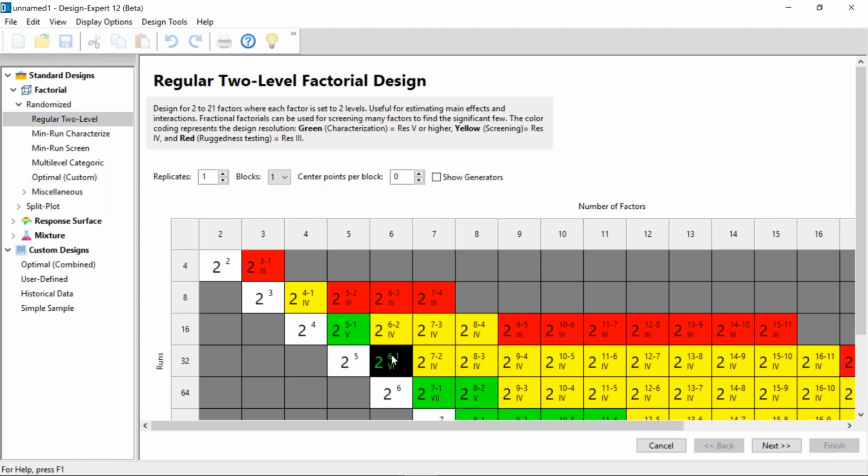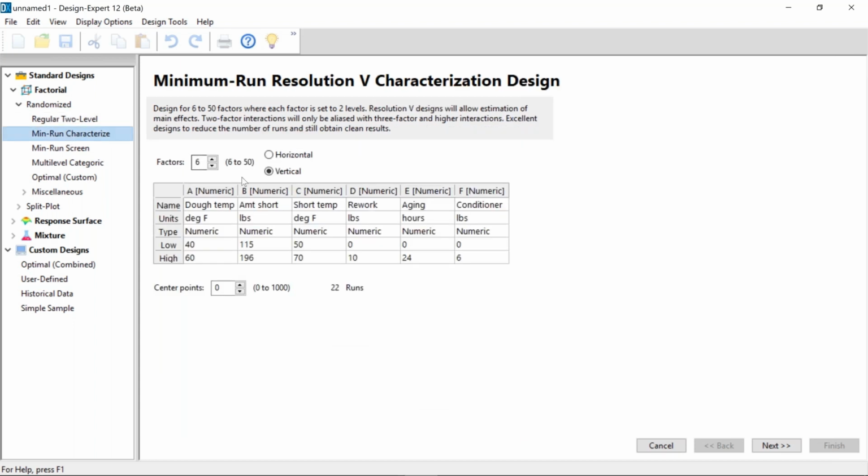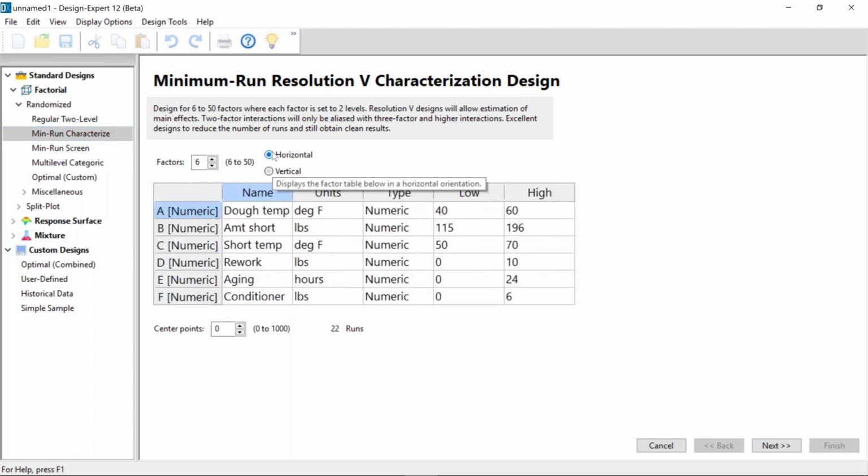Then as we try to cut back, the best we can do is this yellow design, which is a screening type of design that only gives you main effects. But now if we go to this minimum run characterize for the 6 factors, here you see the option of 22 runs. So this is the minimum number of runs, sometimes +1 to balance out the pluses and minuses, that were invented by statisticians. And what we do next is fairly straightforward. I'm going to switch this to horizontal view, enter in the names of the factors and the units of measure. We can put in numeric or categoric factors if they're 2 levels.